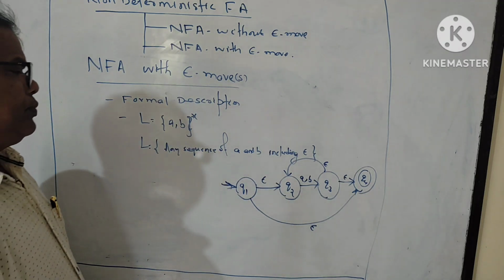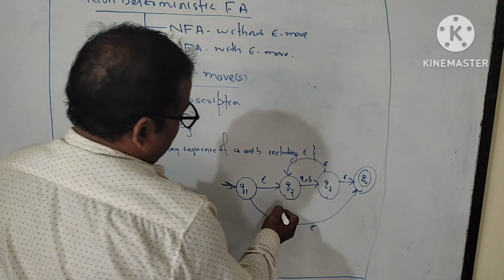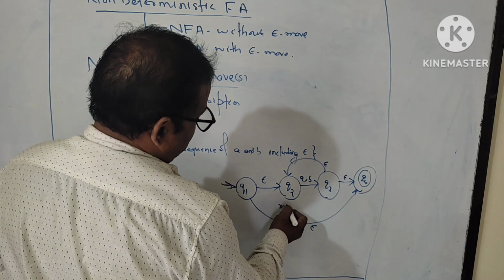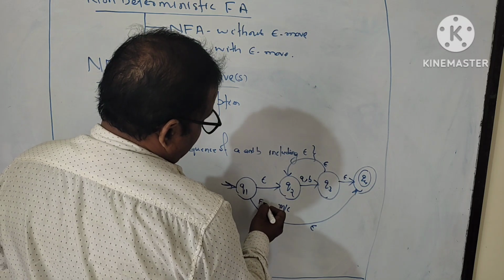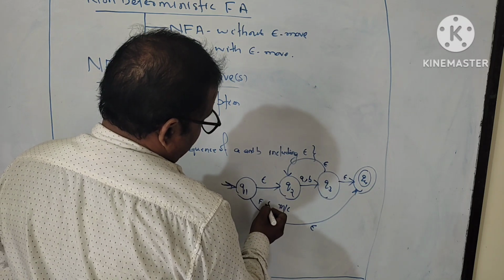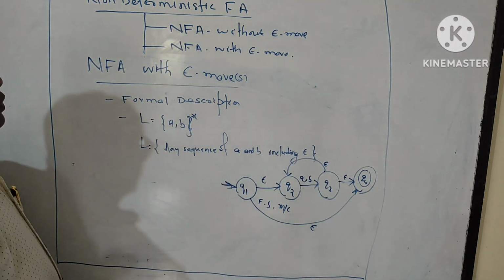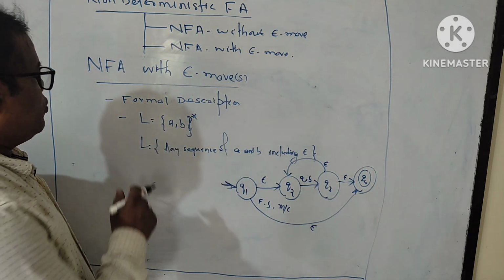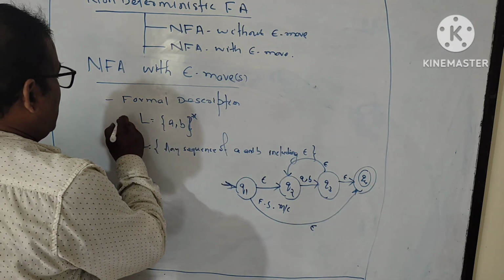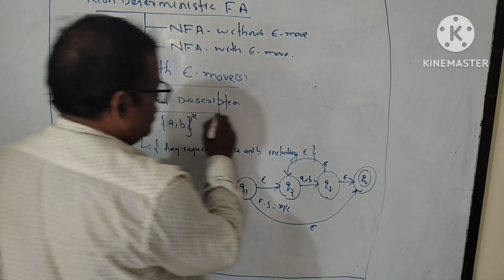Look at this picture. This is an NFA with epsilon move. This is a machine first of all. Which machine is it? Finite state machine, FSM. So for the NFA with epsilon move, we are going to give you the formal description. I have taken this as an idea for you for understanding.